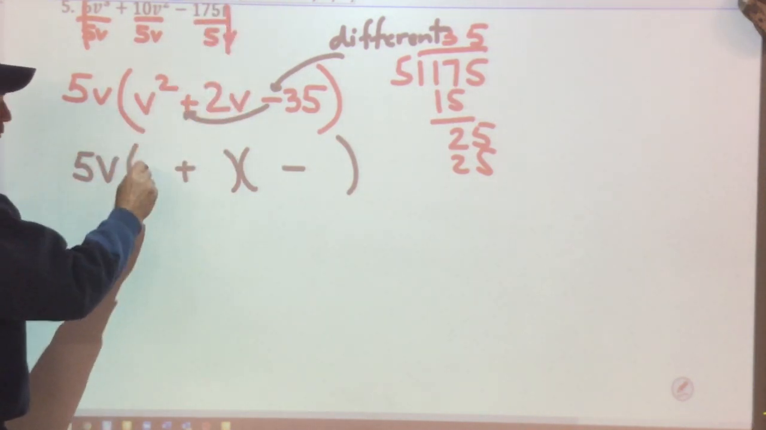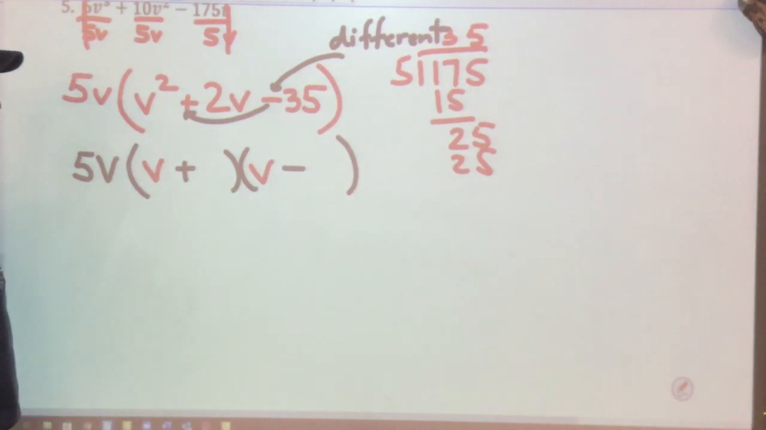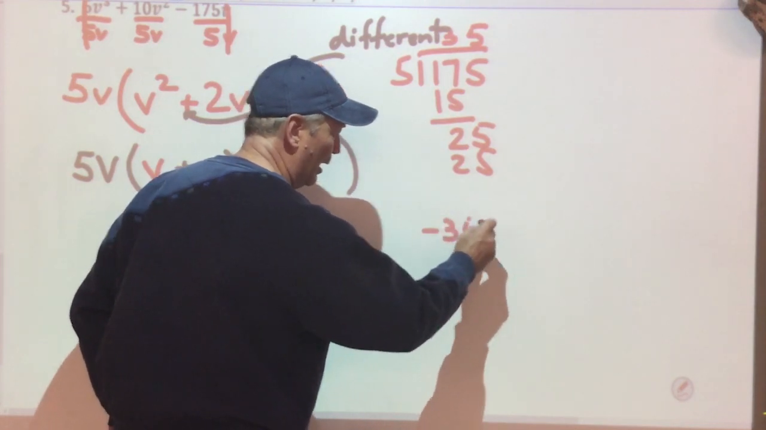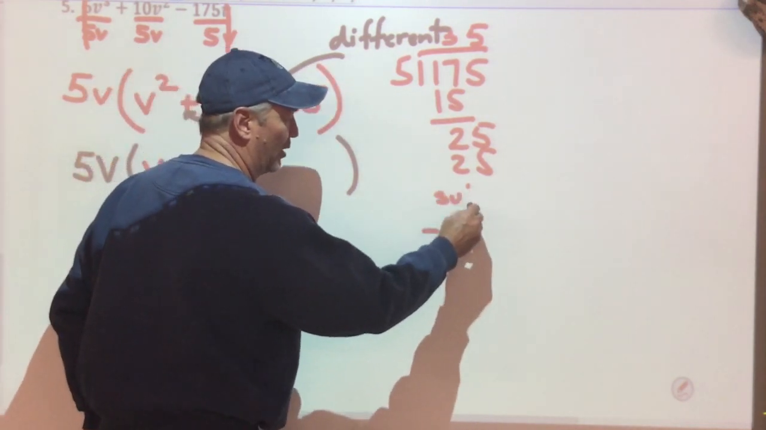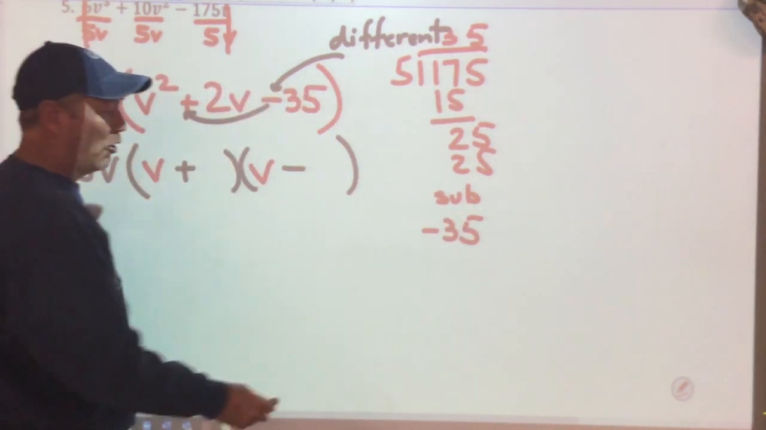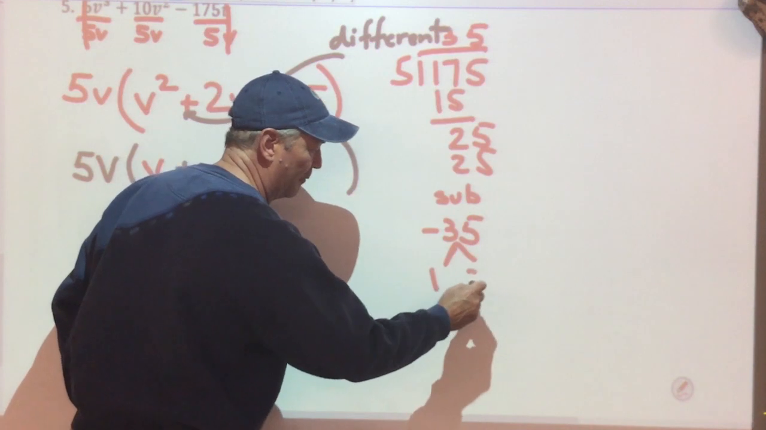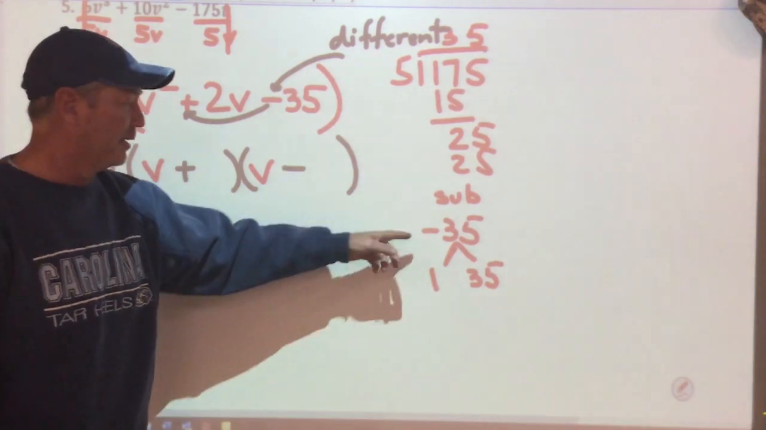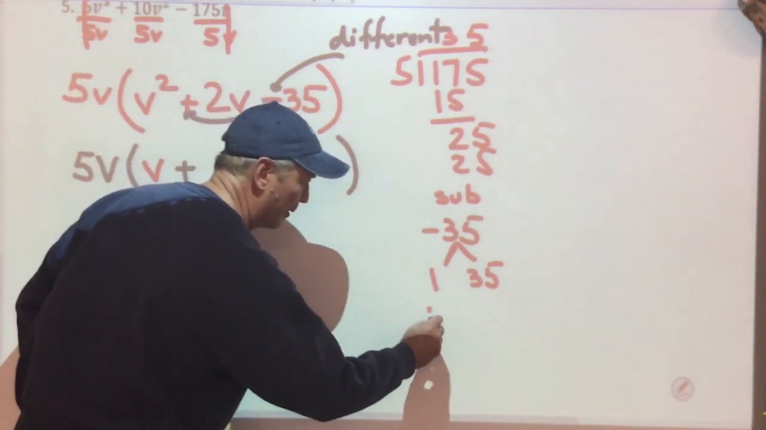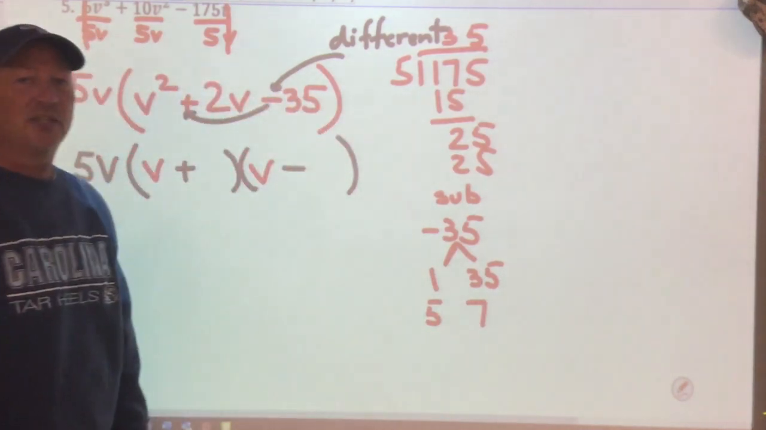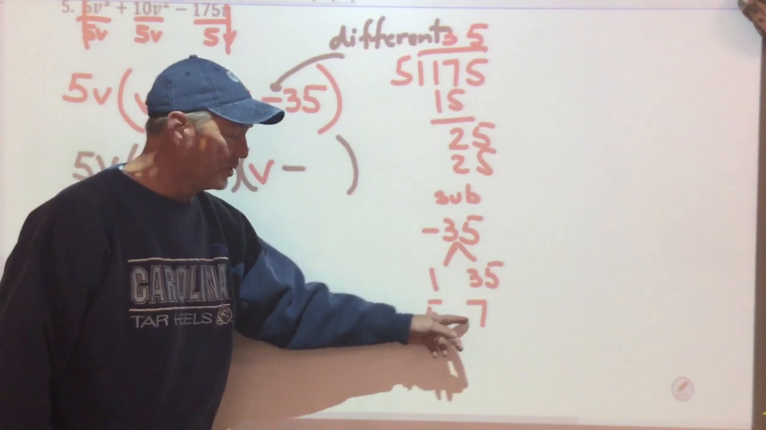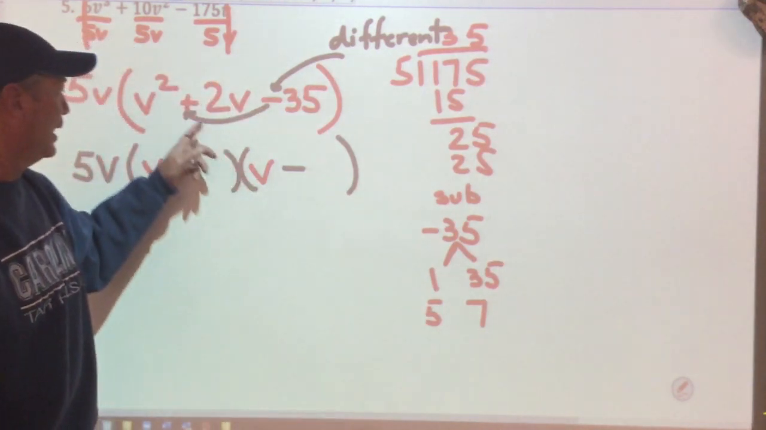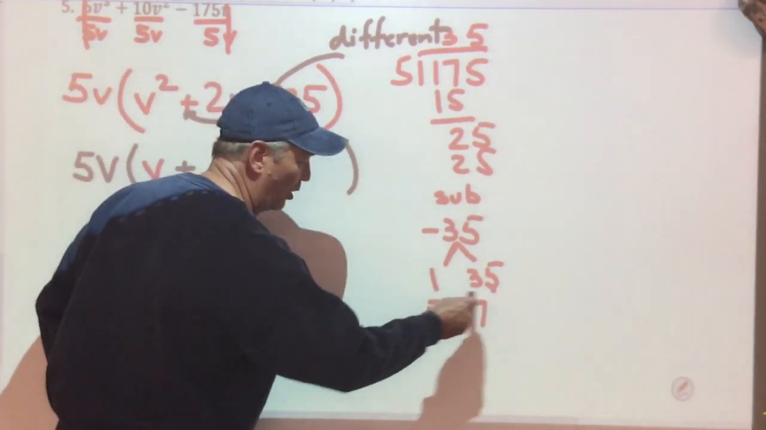We're going to break down the v squared as v times v. And then we're going to break down this negative 35. Because it's a negative, we're going to subtract to find our combination. We know our factors could be 1 times 35. 2 doesn't work, 3 doesn't work, 4 doesn't work, but look at that, 5 times 7. 5 times 7 is 35. But how far? What's the difference? How far are 5 and 7? There's 2. If we subtracted 5 and 7, we would end up with a 2. This is the combination we're looking for.